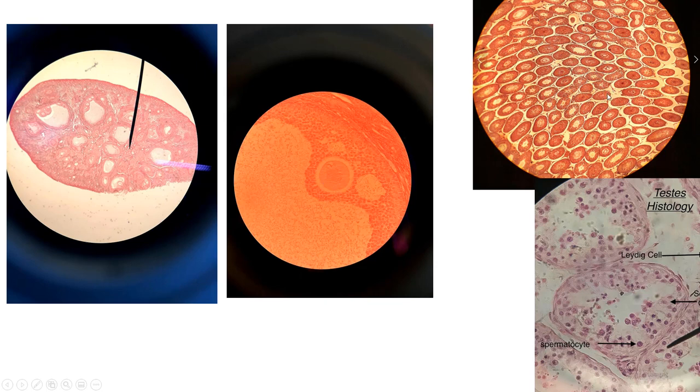And this is a slide of the testes. In the testes, you get all these little circles. These are actually little tubes called seminiferous tubules. We will discuss this with the male reproductive system. And zooming in on this, these are the seminiferous tubules, and you see the different types of cells. Don't worry about the cell types yet. We'll get to that with the reproductive system. So just kind of know what they look like. Be able to identify this as the testes, this is the ovary.